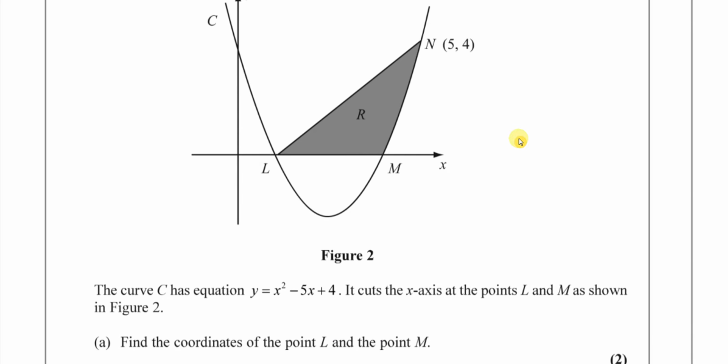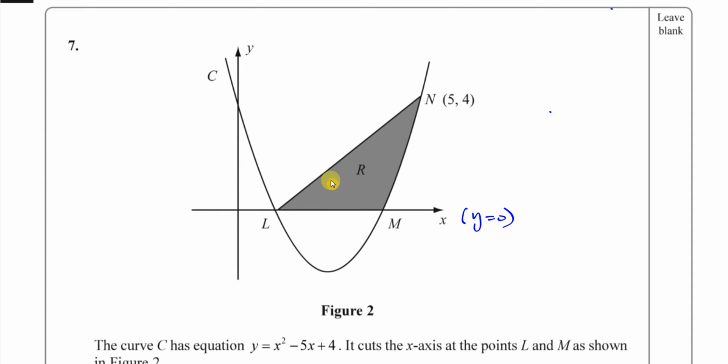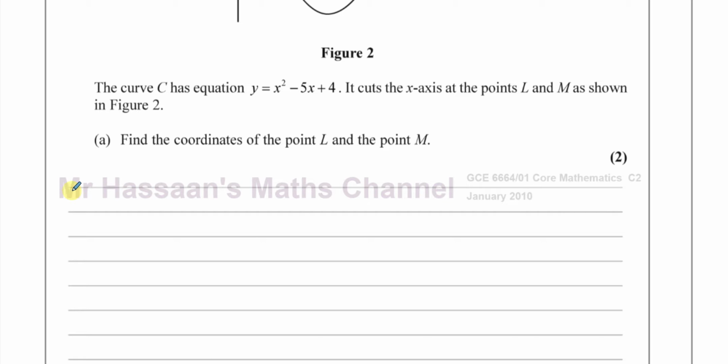Okay, so basically where this curve cuts the x-axis is when y equals 0. When any function cuts the x-axis, you have to replace y with 0 in that function, because when y equals 0, you're on the x-axis. That's the equation of the x-axis. So to find where it crosses the x-axis, you replace y with 0. So we can say at the x-axis, y is equal to 0. So you go x squared minus 5x plus 4 equals 0.